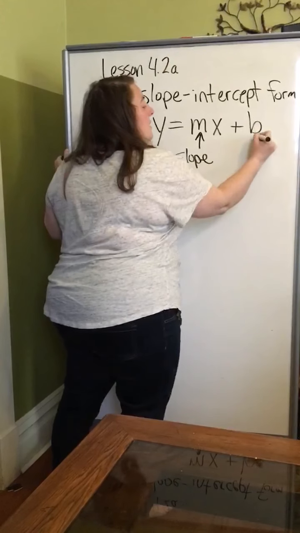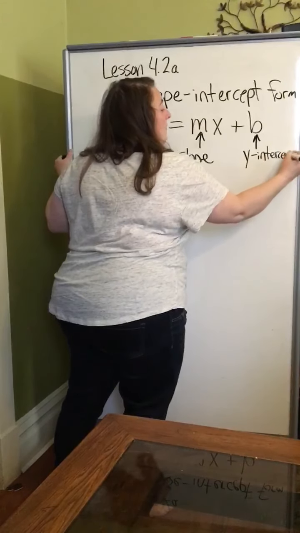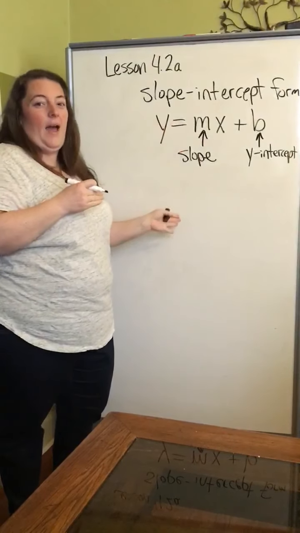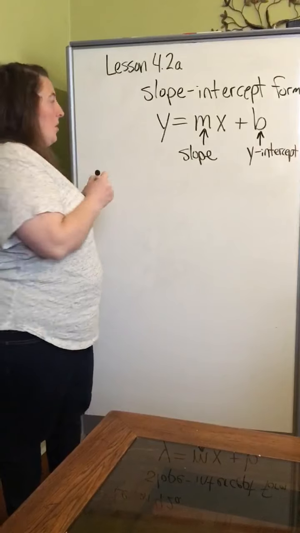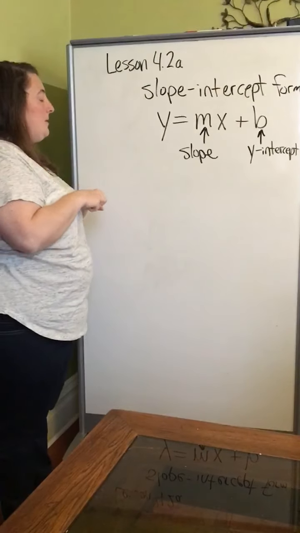And then the letter b represents your y-intercept. Okay, where does this line cross the y-axis? Okay, so I'll leave that up there. Let me show you an example.